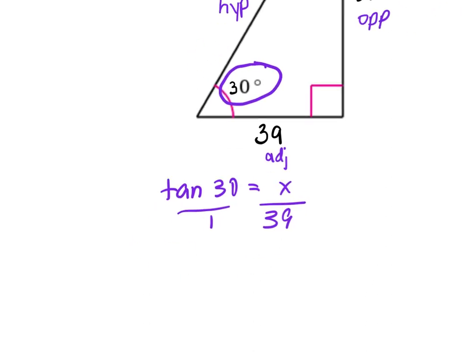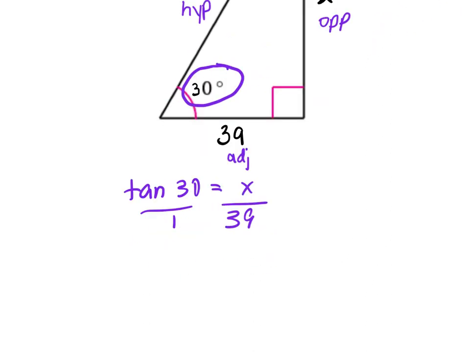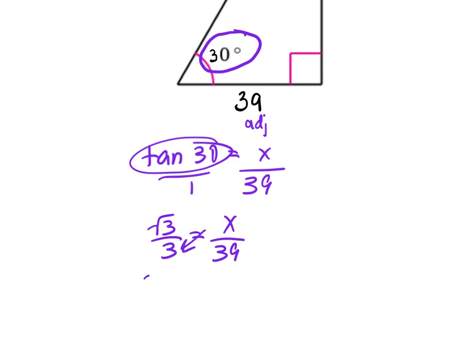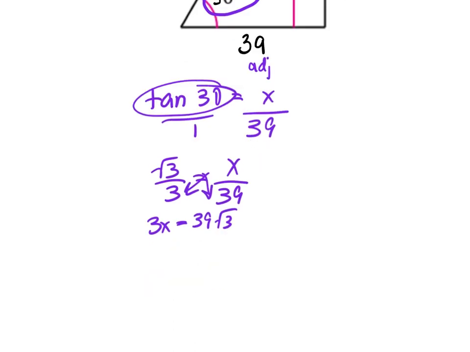Okay. So in this case, guys, I'm going to replace tangent of 30 with root 3 over 3 equals x over 39. Now we're going to cross multiply. 3x equals 39 times the square root of 3. Divide both sides by 3. And x equals 13 root 3.